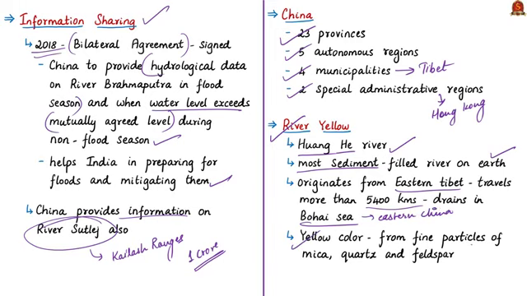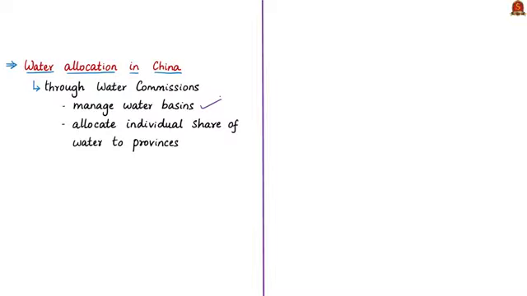For allocation of water from rivers in China, there are 7 water commissions. These commissions are responsible for managing water basins in China and they are also responsible for allocating the individual share of water for the provinces in China. With this, we have come to the end of this article discussion. The practice question displayed here will be discussed in the last session.